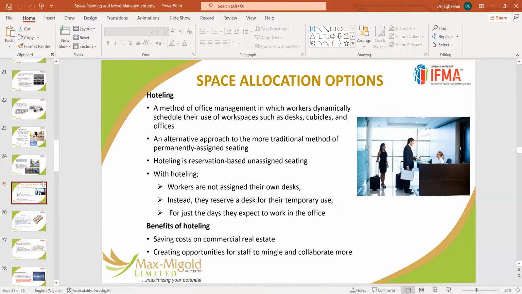Space allocation options. There are ways of allocating space in the offices now, especially the modern offices. One of the areas that they do is the hoteling system. The hoteling system happens where before you come to the office, you book for an office space, probably per week or depending on approval.